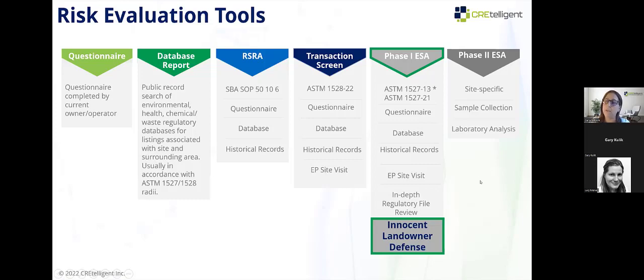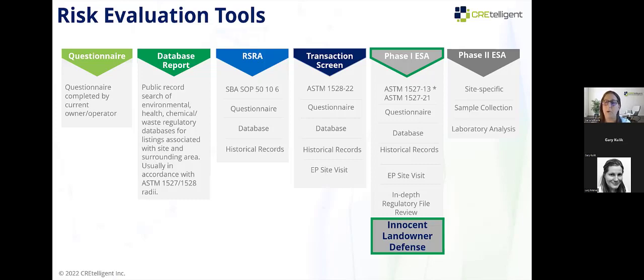And then the phase 2 ESA is a very site-specific, actually a very issue-specific investigation. It includes the sample collection, so you could do soil, groundwater, air, even, but it is an intrusive investigation, and it usually incorporates laboratory analysis, so you get results back and compare them against regulatory standards.